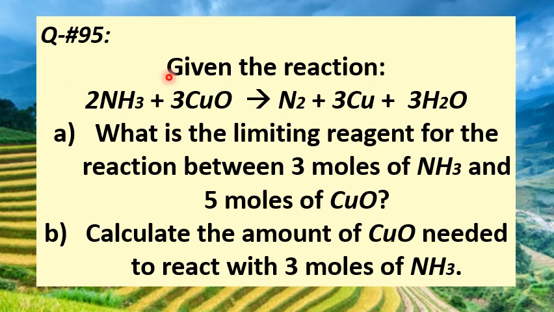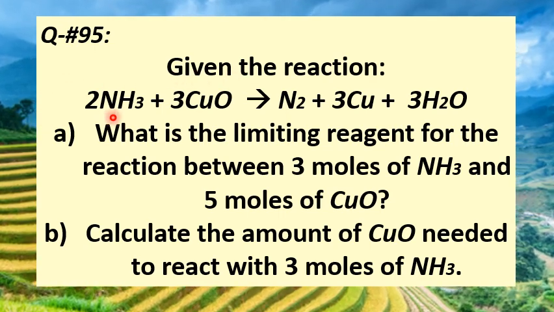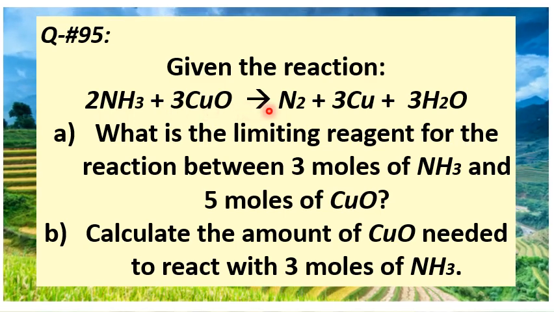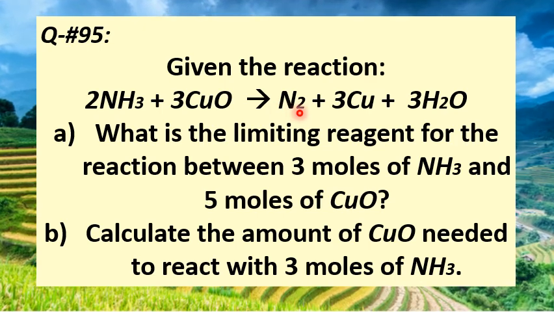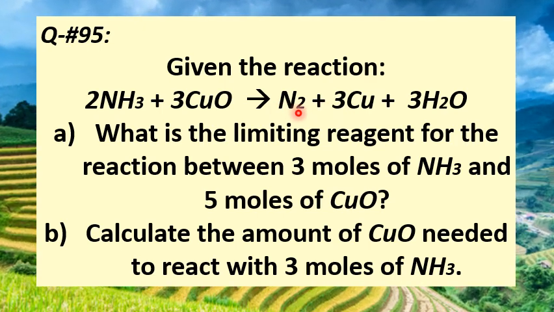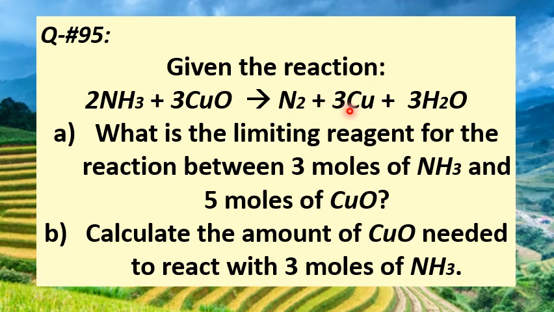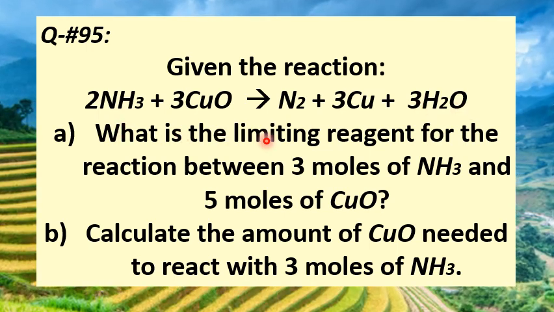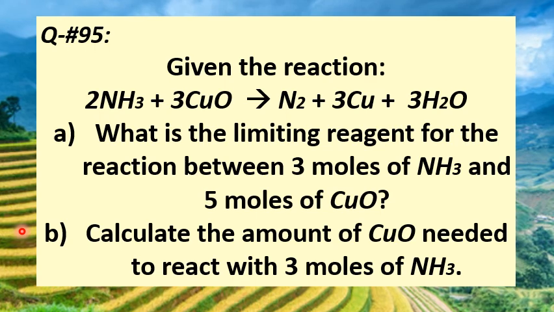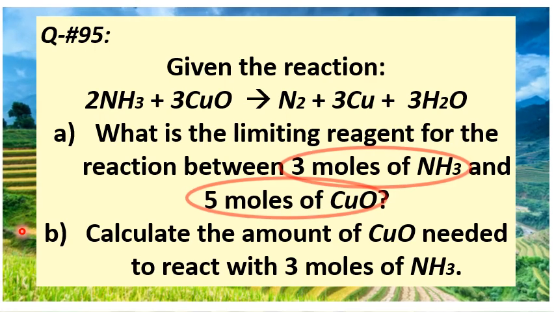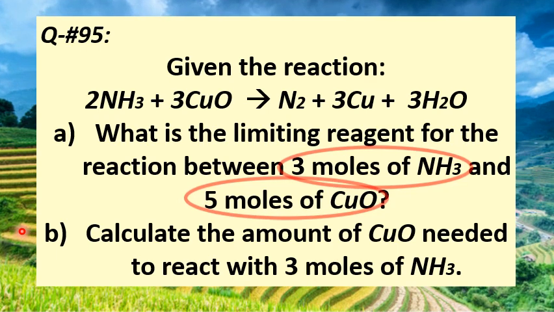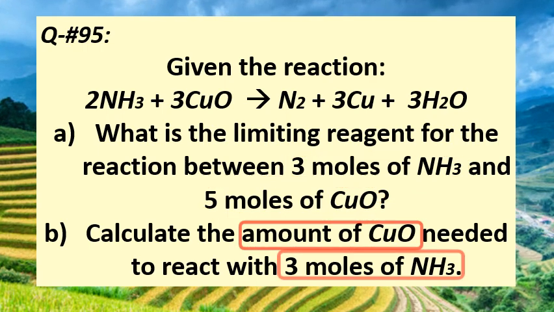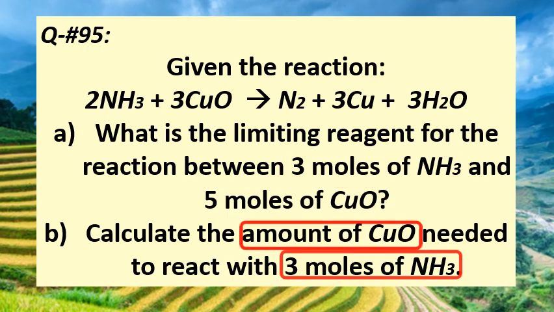The question is, given the reaction, 2 moles of ammonia reacts with 3 moles of cupric oxide to produce the products 1 mole nitrogen gas plus 3 moles of copper and 3 moles of water. Question letter A, what is the limiting reagent for the reaction between 3 moles of ammonia and 5 moles of cupric oxide? Question letter B, calculate the amount of cupric oxide needed to react with 3 moles of ammonia.